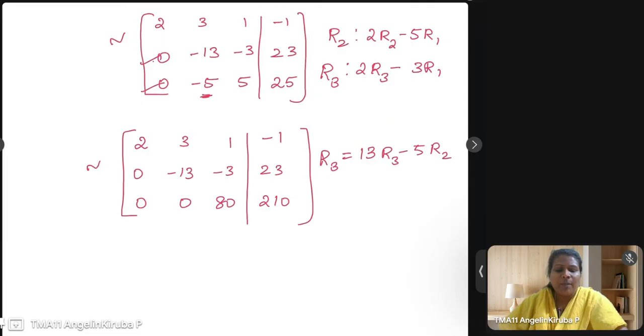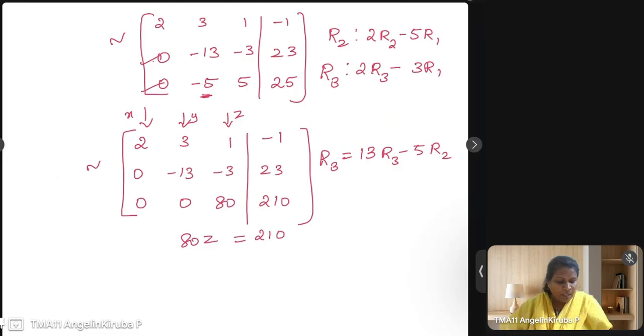Okay. So now by back substitution we can find the values of X, Y and Z. In the back substitution method, this is your X variable, this is your Y variable and this is your Z variable. So finally we are starting with Z. 80 into Z is equal to 210. So from this, Z is equal to 210 divided by 80.